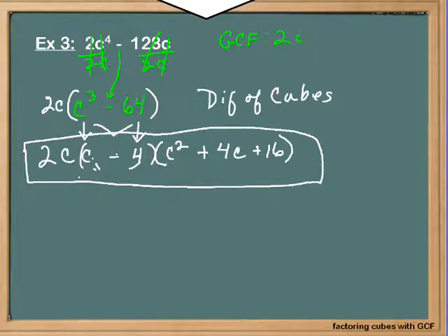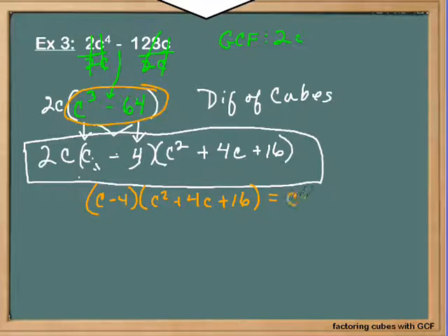Now I'd like to take this time to prove something to you. If I go ahead and take this c minus 4 and multiply it by c squared plus 4c plus 16, I should end up with what? What I started with, which is c cubed minus 64. So I just want to prove to you why you need opposite signs. In order for me to start with 1, 2, 3, 4, 5 terms, I'm certainly going to have some cancellations here. So I'm going to need negatives and positives to make that happen.